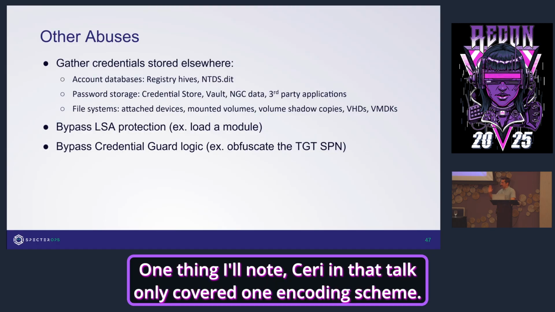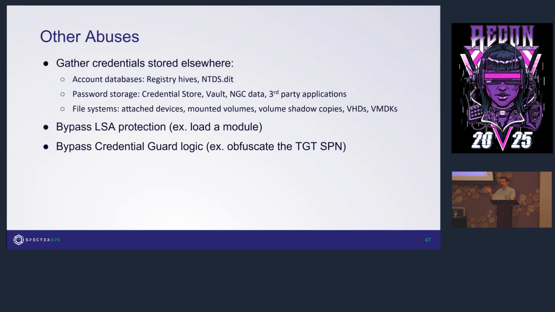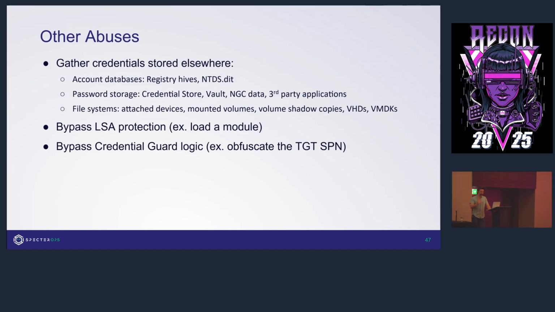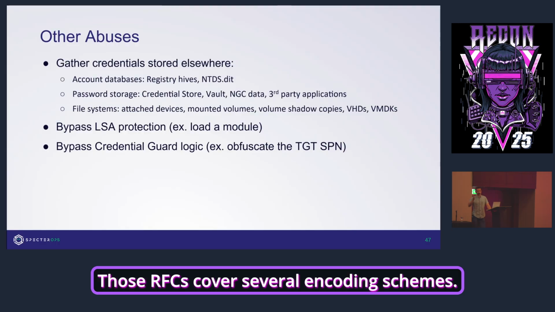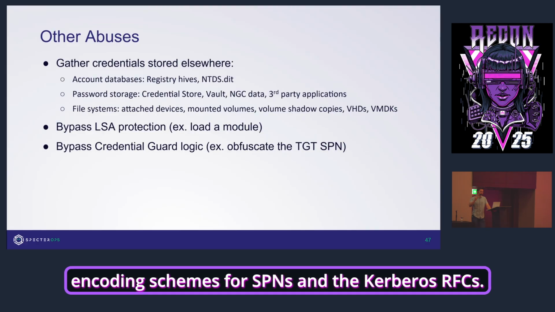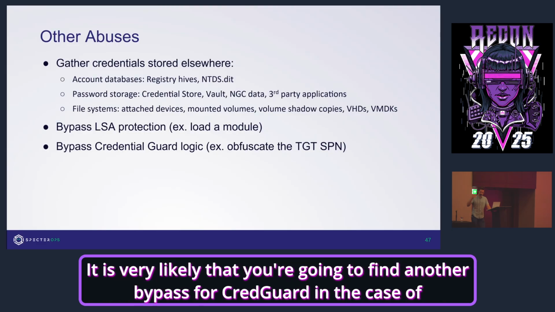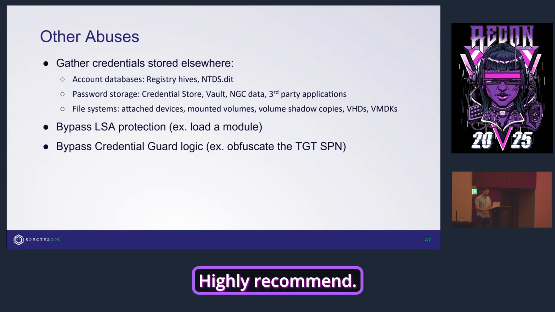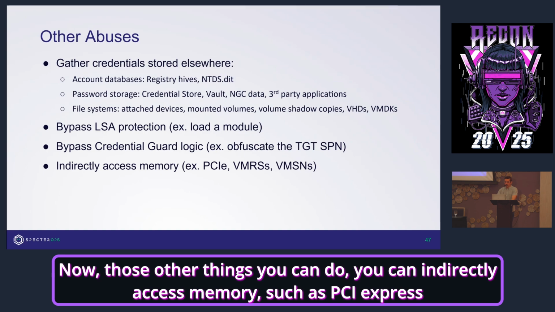One thing I'll note, Kerry in that talk only covered one encoding scheme, and that's the only encoding scheme that Microsoft patched. Those RFCs cover several encoding schemes. So if you want another research topic to go after, I highly recommend looking at the other encoding schemes for SPNs in the Kerberos RFCs. It is very likely that you're going to find another bypass for CredGuard in the case of getting a valid session key for a TGT. Highly recommend.